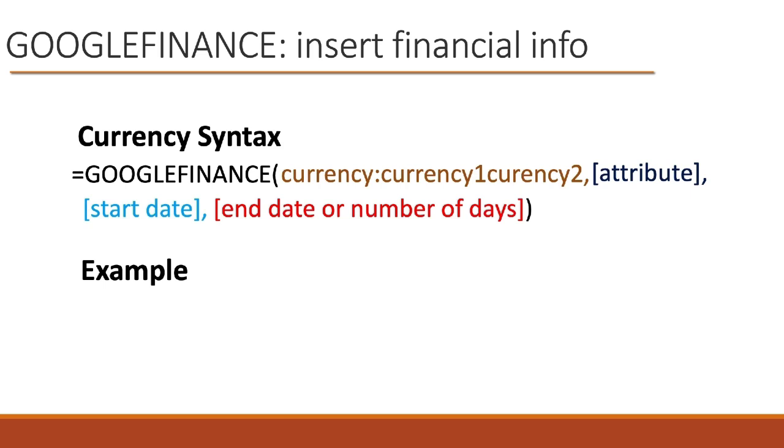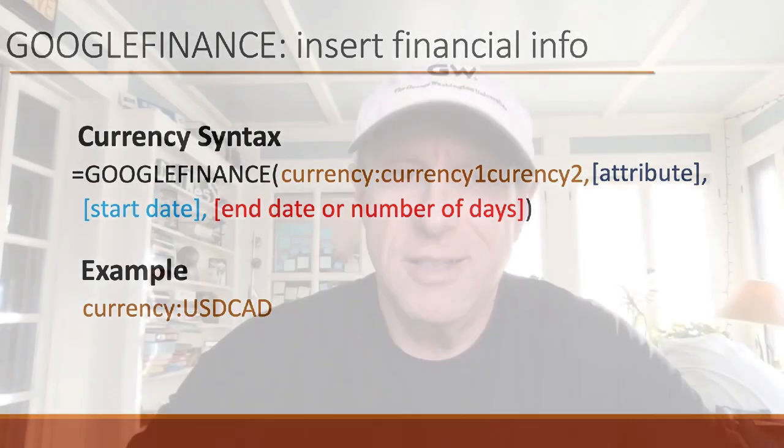So here's just a simple example. If I want to convert US dollars to Canadian dollars, it's USD CAD. If you're thinking what I was thinking when I first saw this, it was, how the heck am I supposed to know every currency symbol? Well, don't try to guess.